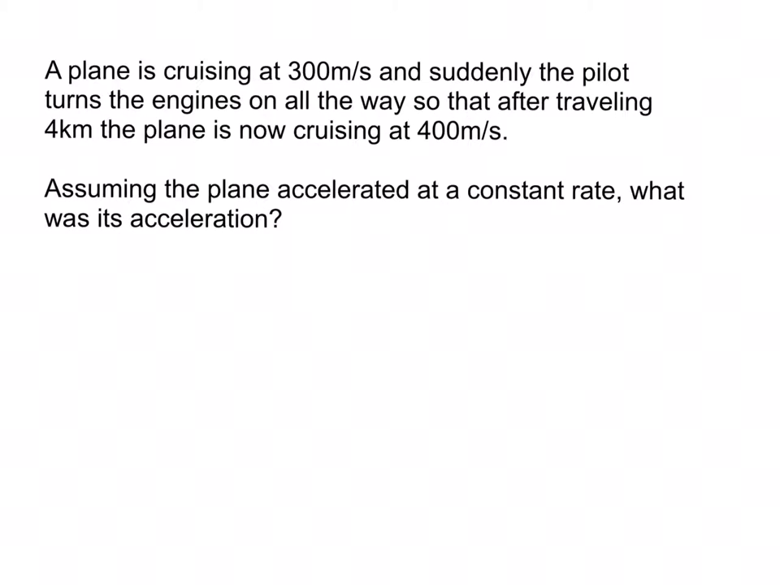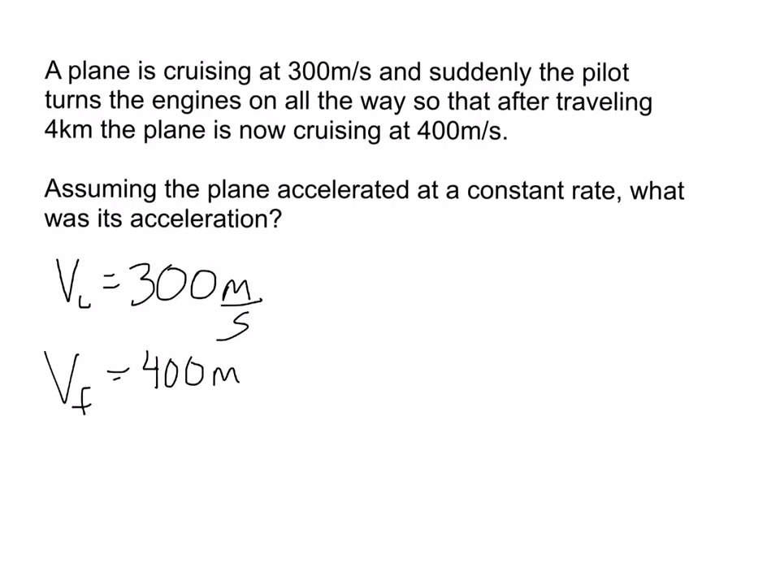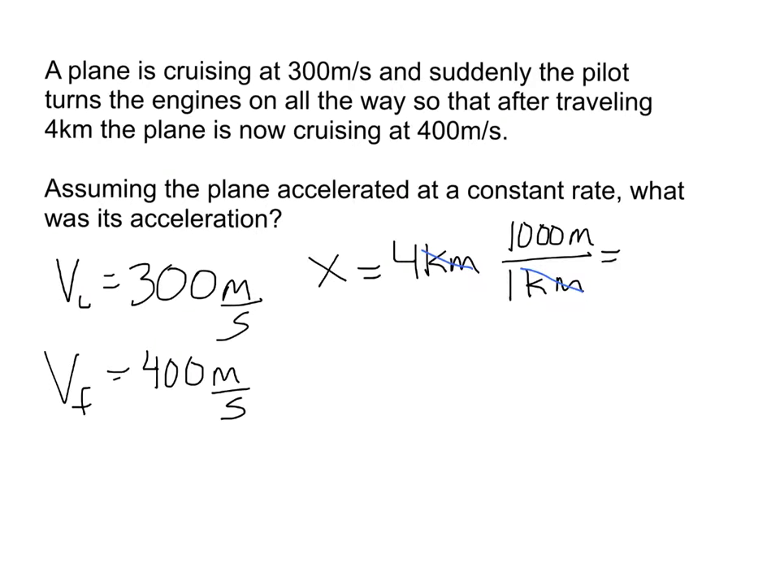So, first things first, we have the initial velocity is 300 meters per second. And we have the final velocity is 400 meters per second. Now the distance traveled, we'll say that's x, is equal to 4 kilometers. But I want things in meters. So I'm going to do 1 kilometer is 1,000 meters. And notice the kilometers cancel. And that equals 4,000 meters.